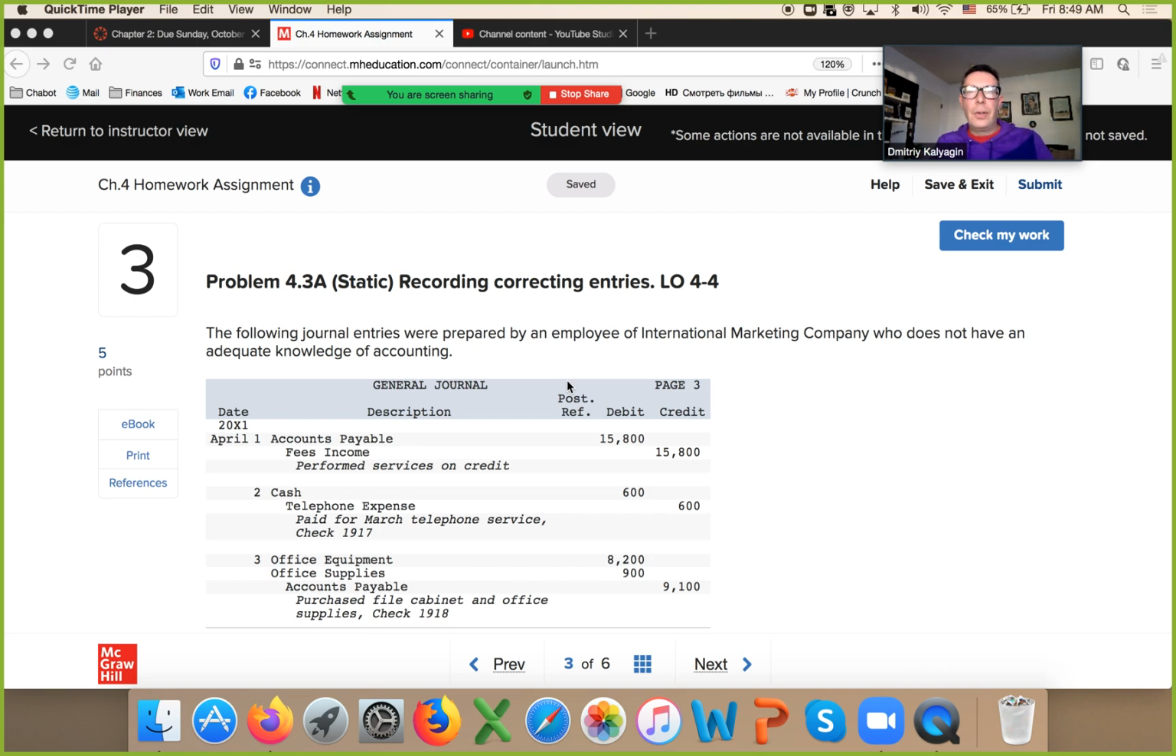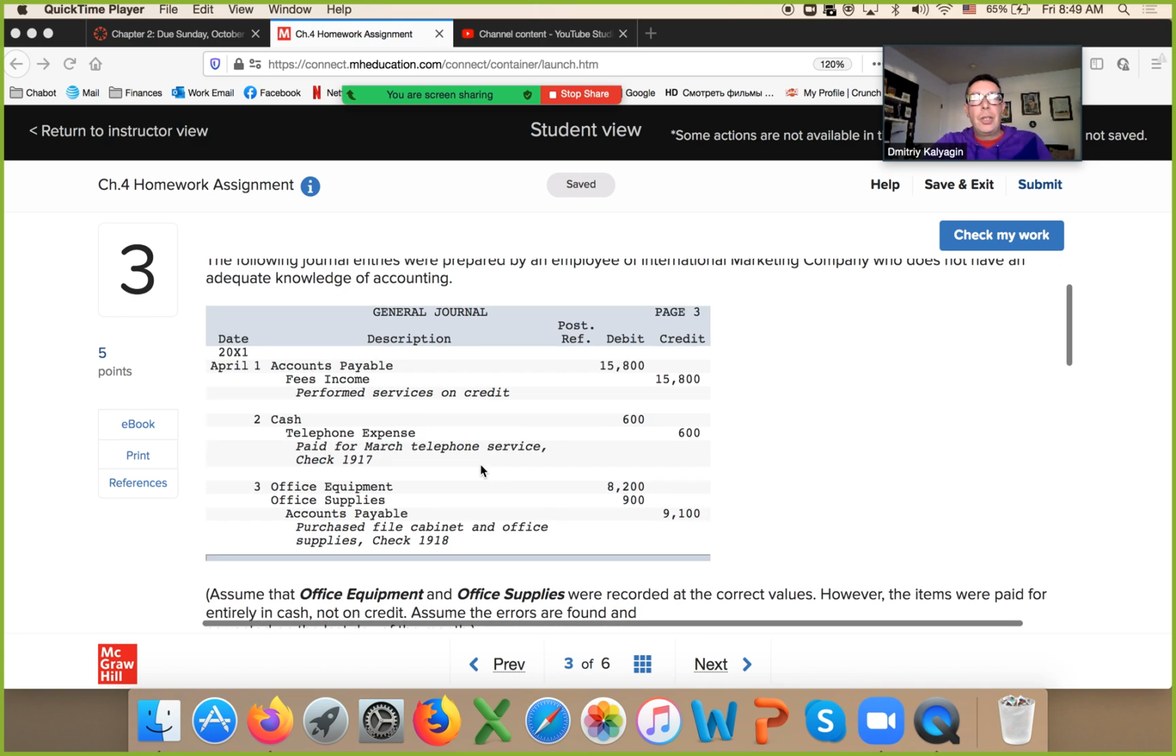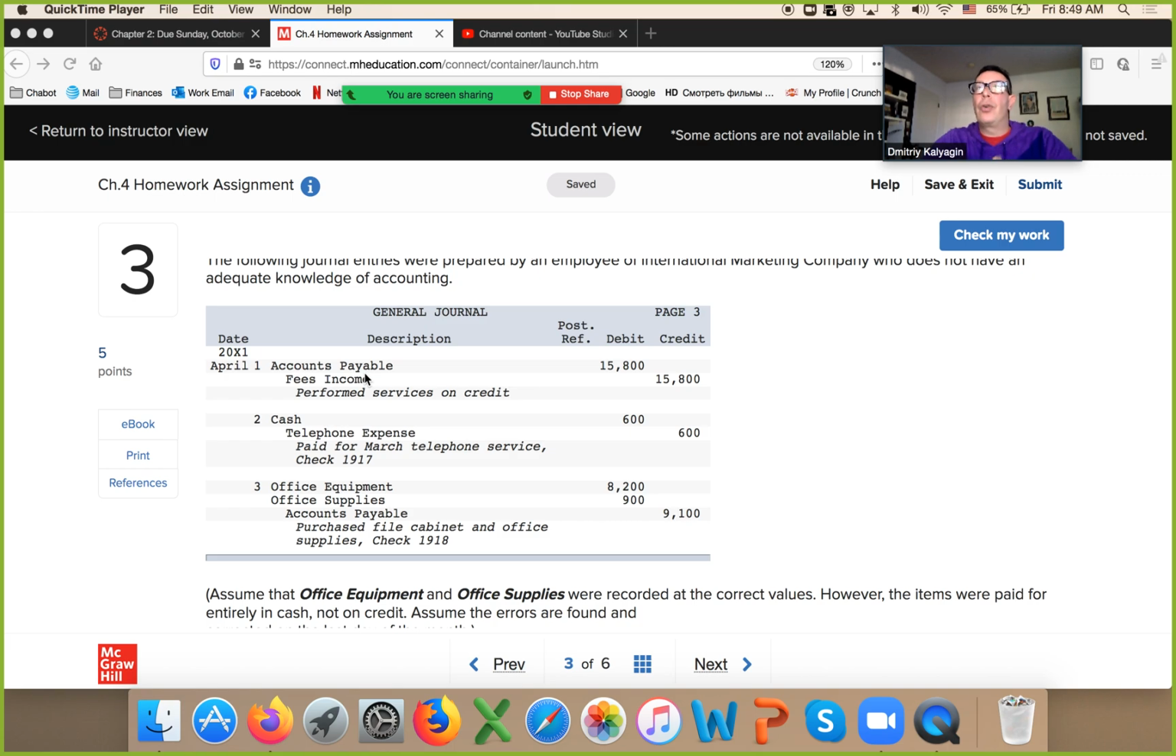I would like to offer you some help with chapter 4 homework problem number 3, and this problem has to do with so-called correcting entries. So you've got the following journal entries that have mistakes. And so we're going to go entry by entry, what kind of correcting journal entry we need to enter.